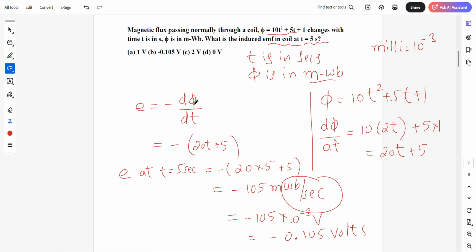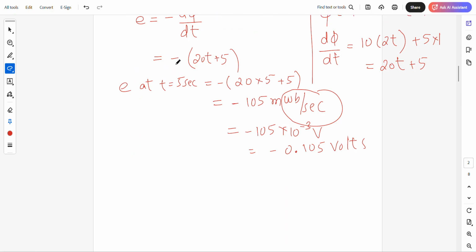What is the unit of flux? Milliwebers. What is the unit of time? Seconds. Milliwebers per second. What is webers per second? Volt. Milli is 10 to the minus 3. So minus 0.105 volts is the right answer. Hope you understood this sum.